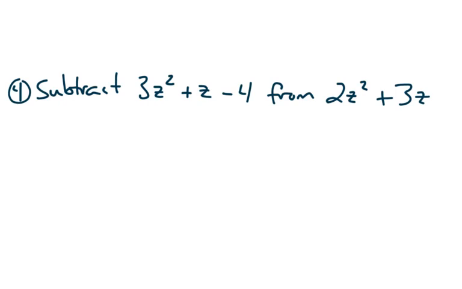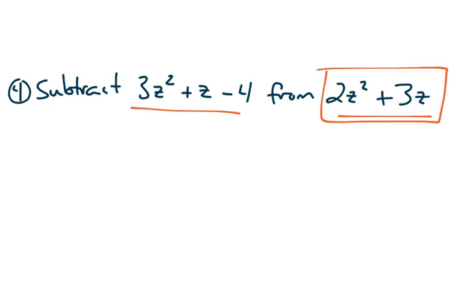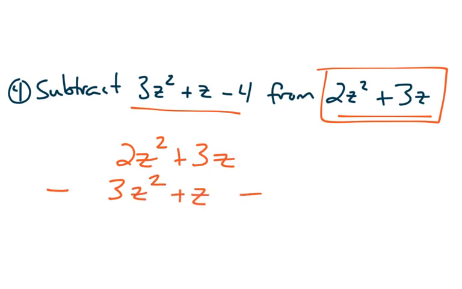Last one, subtract 3z squared plus z minus 4 from 2z squared plus 3z. Now, order matters here. Okay, we can do this one horizontally or vertically, it doesn't matter. But when it says subtract this from this, this one actually goes first. Okay, so we're going to have 2z squared plus 3z minus 3z squared plus z minus 4. So if they said subtract 10 from 8, you would do 8 minus 10. You would not do 10 minus 8, okay?